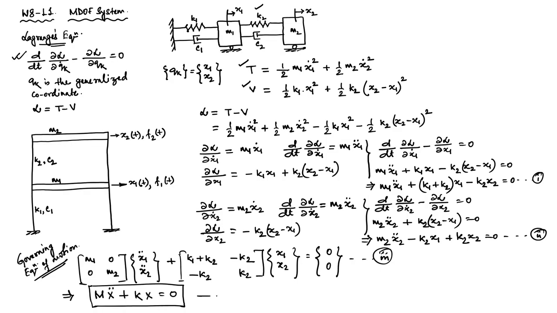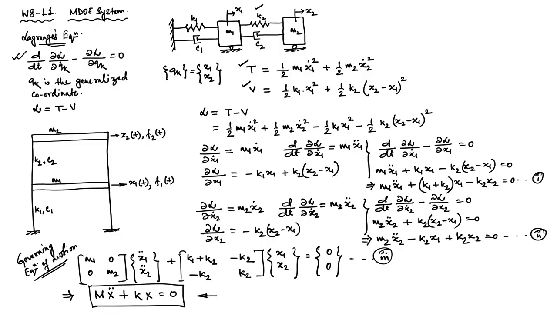Then we will have two governing equations of motion, and then we can combine them in a matrix form and we get this compact form, which is also similar to what we learned in the case of MDOF system. The only difference is here we have x and x dot, both are vectors, and the coefficients m and k in this equation are matrices.